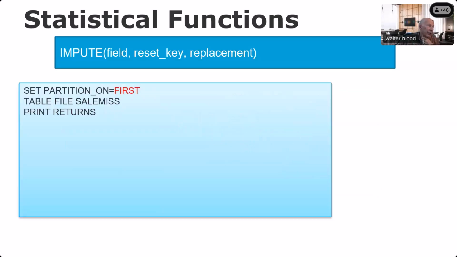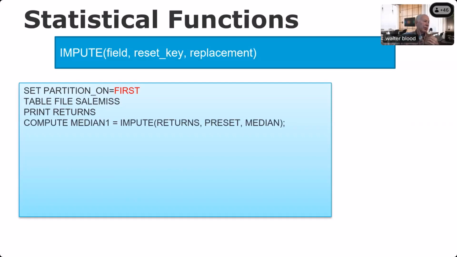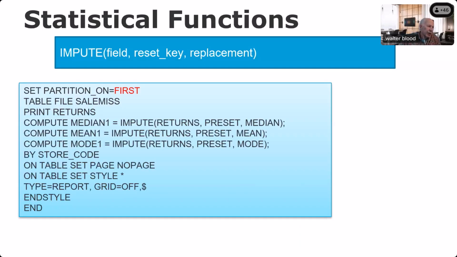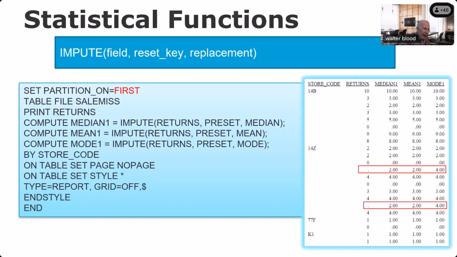Take a look at what happens when we have partition on set to first, which is the first by value that we're going to see. I've got returns, and in this particular case I'm going to impute my missing value using the median, the mean and the mode, so I can actually see what this is going to look like. I have a missing value in returns, and in each case it shows me what I would end up using as a substitute. In other words, I'm adding this into the data.